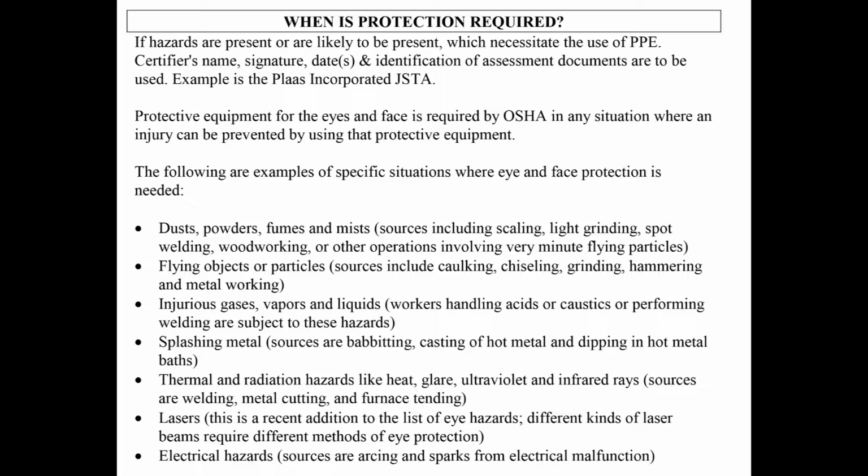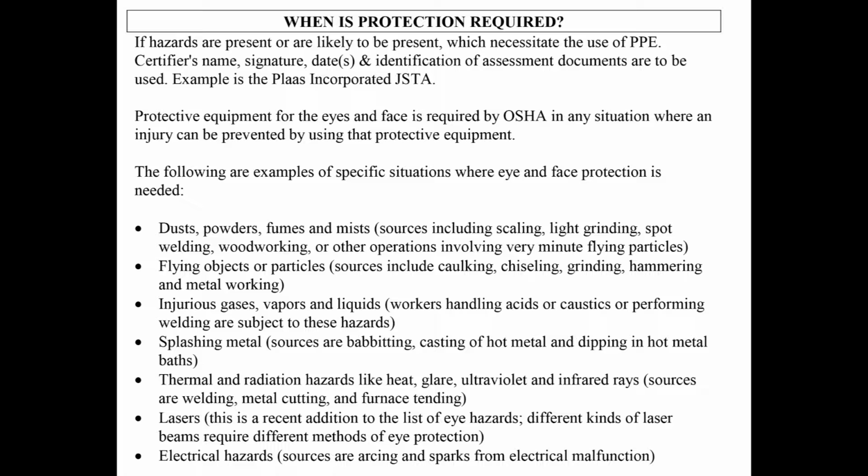The following are examples of specific situations where eye and face protection is needed. Dust, powders, fumes, and mists. Sources include scaling, light grinding, spot welding, woodworking, or other operations involving very minute flying particles. Flying objects or particles. Sources include caulking, chiseling, grinding, hammering, and metalworking. Injurious gases, vapors, and liquids. Workers handling acids or caustics or performing welding are subject to these hazards.